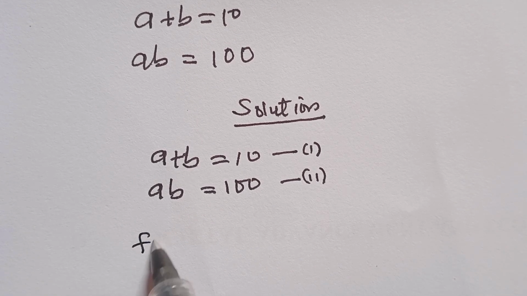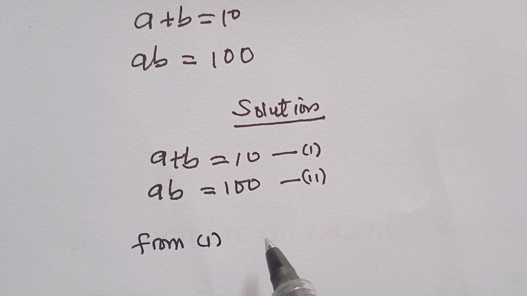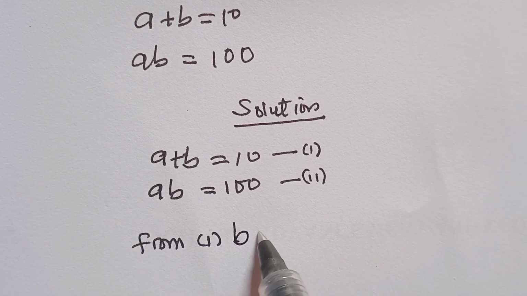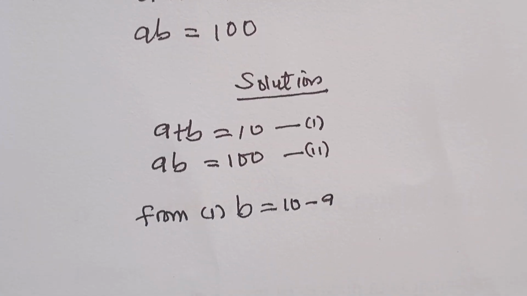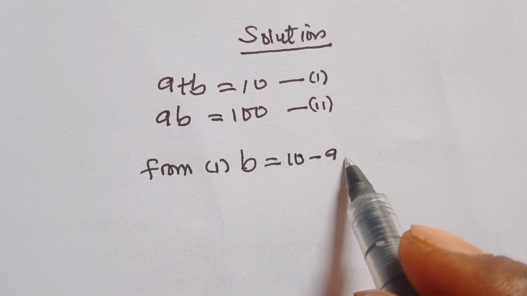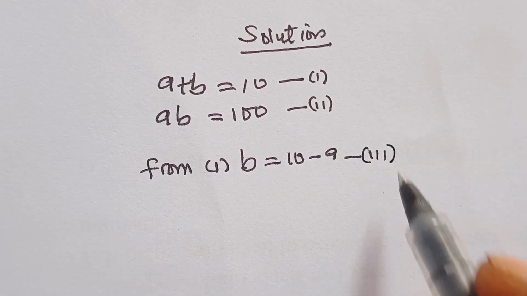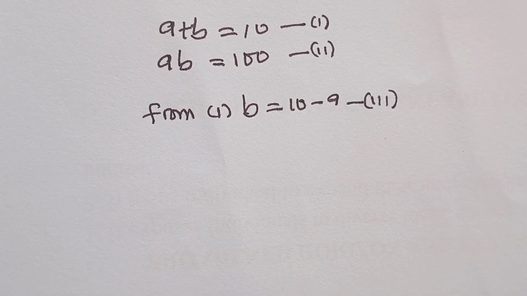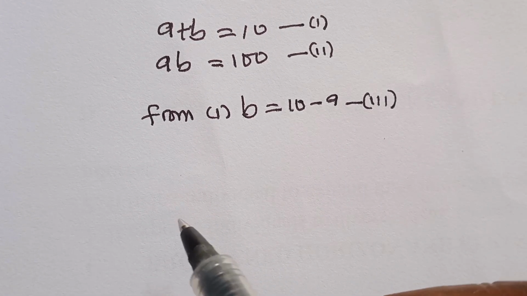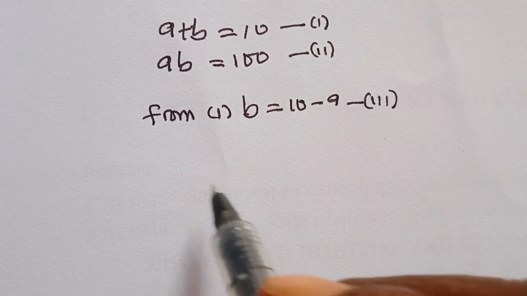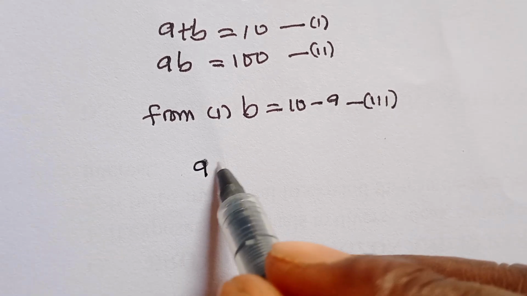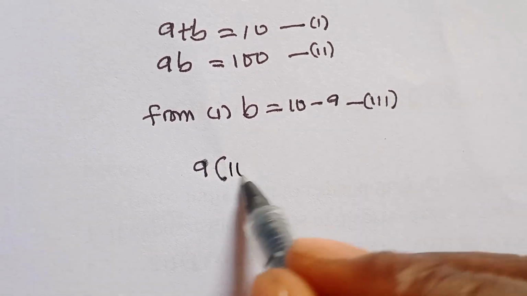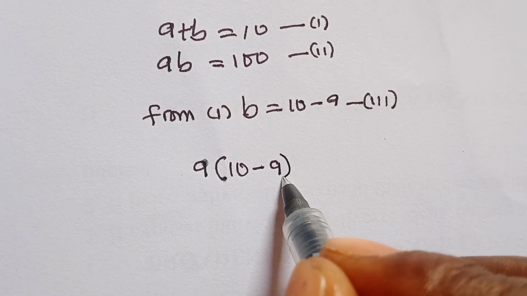Now, let's generate equation 3 from equation 1 by having b equal to 10 minus a. When you make b the subject of the formula from equation 1, you have b equal to 10 minus a as equation 3. Now, moving forward, the next thing we need to do is to get rid of b and get the value of a, so by substituting for the value of b in equation 2.